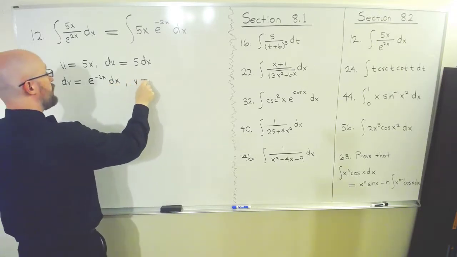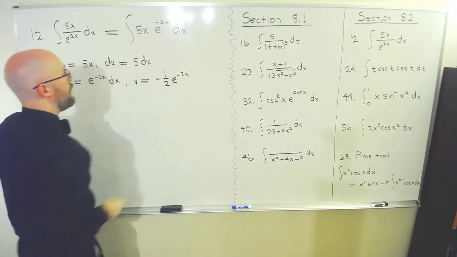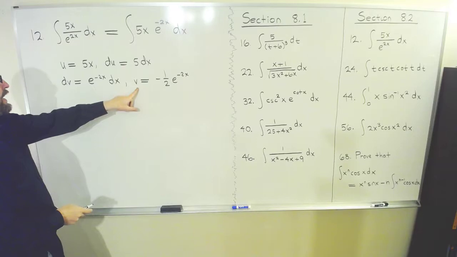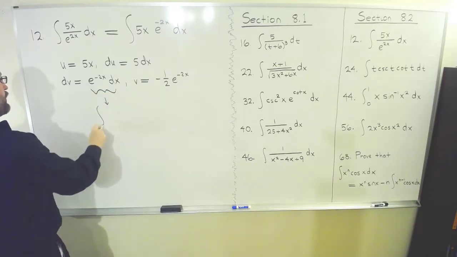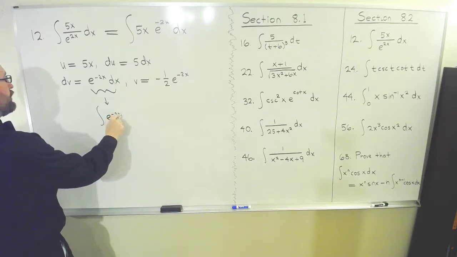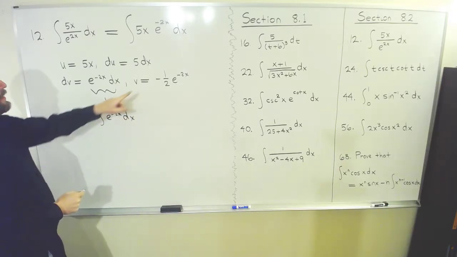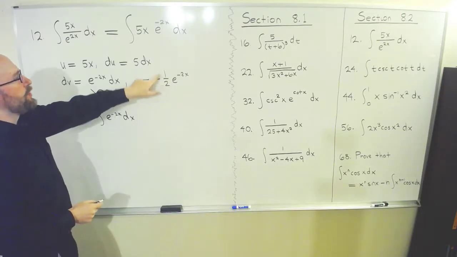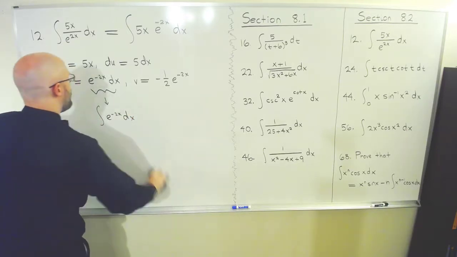And then this will tell you that v is minus 1/2 e to the minus 2x. Now, to go from dv to v, I'm really integrating something. I'm taking this thing and I'm integrating it. I'm taking integral of e to the minus 2x dx. And if you forget whether it should be a minus sign or a plus sign, or if it should be a 2 or 1/2 here multiplying this, you can just differentiate it again.